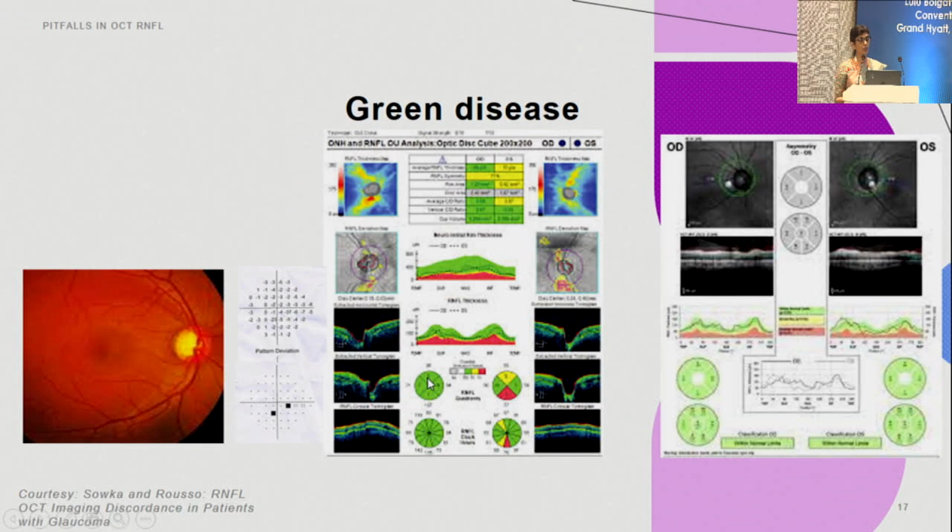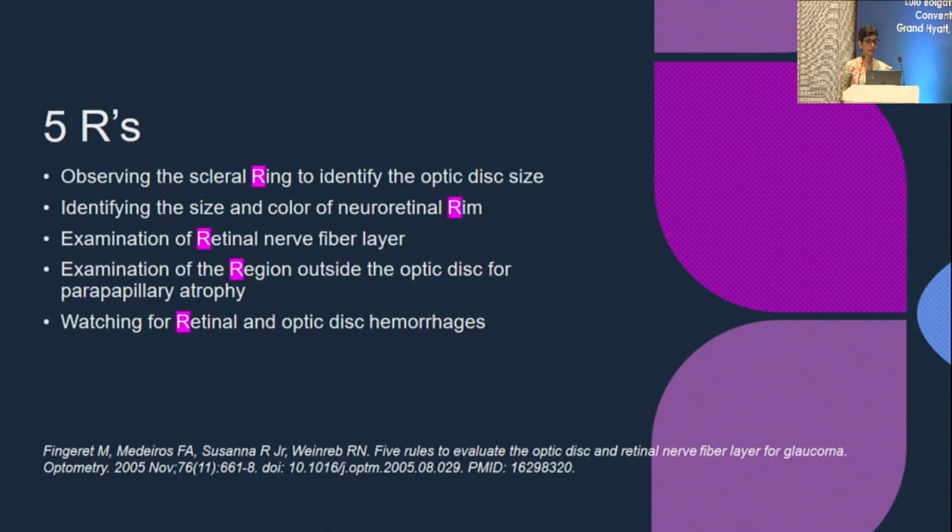This is because the OCT averages out the thickness in a given quadrant, and therefore the focal defects are not picked up. In this printout, I'm not sure if it's seen clearly. You can see that there are multiple areas where the patient's test net profile is touching the red, these two areas, but the pie chart is green. Again, this is green disease, and the OCT is unable to pick it out because of the averaging.